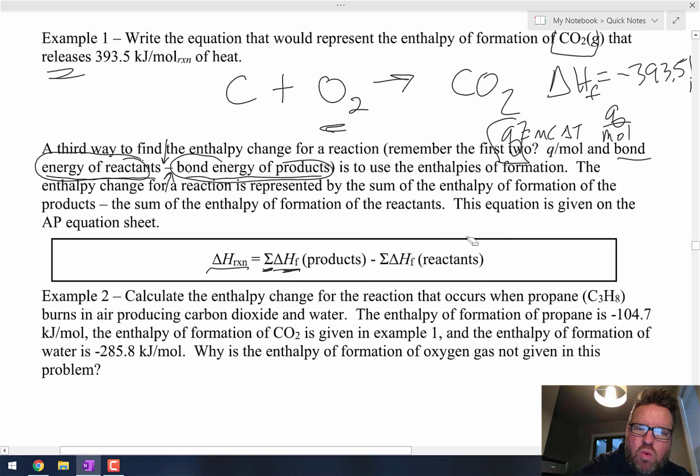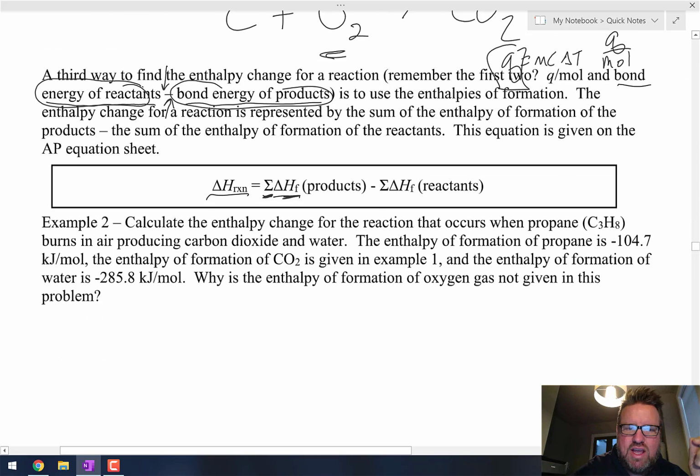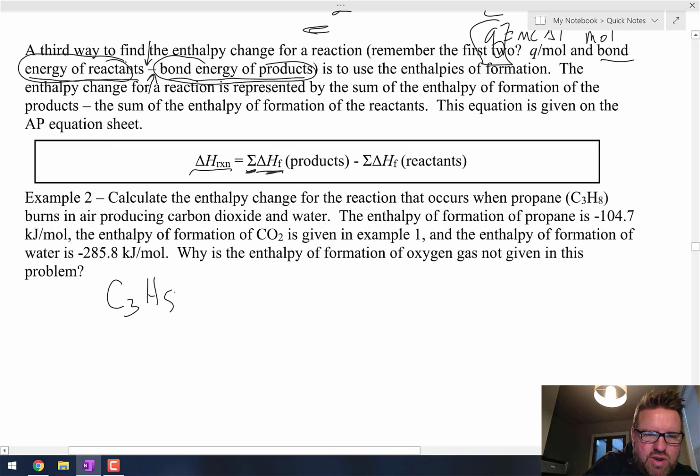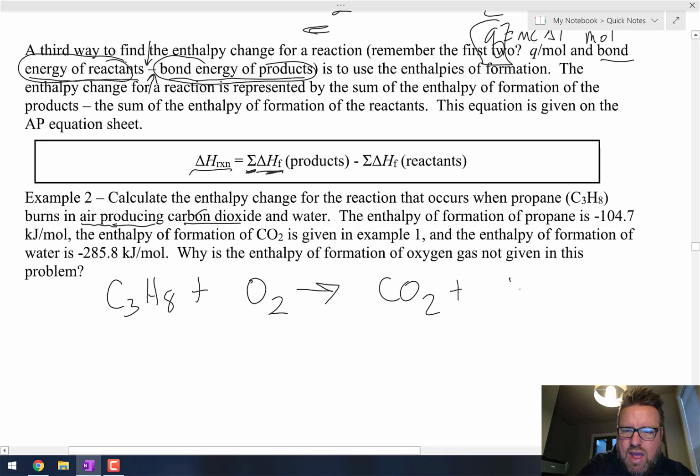Okay? So, well, what does that mean? Well, let's look at this example right here. Calculate the enthalpy change for the reaction that occurs when propane, C3H8, okay, so let's go ahead and start writing this balanced equation, burns in air. So when something burns in air, what is it reacting with? Oxygen. Producing, so that's our arrow, carbon dioxide, so CO2, and water, H2O.